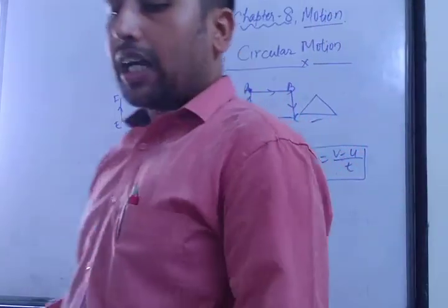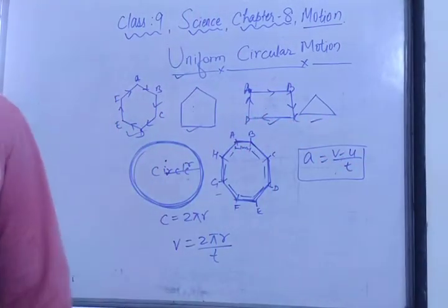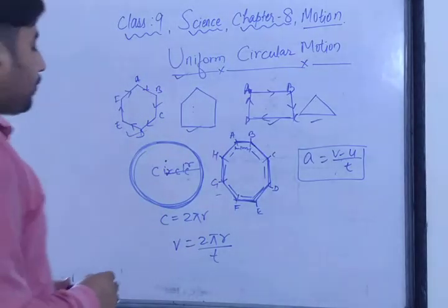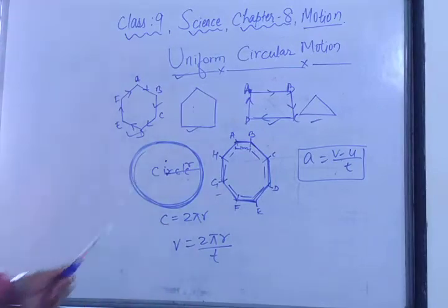But remember, if anyone asks you what uniform circular motion is, what you have to describe is this: when an object moves in a circular path with uniform speed, then that object's motion is known as uniform circular motion.